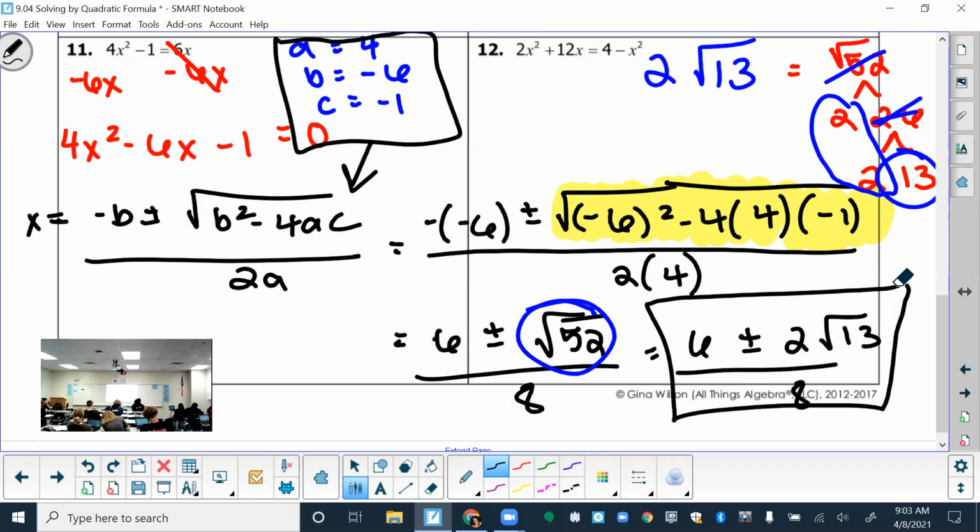Technically, this could be simplified more, but I don't want to confuse you. I don't want to make it too difficult. If you can get to this step, just simplify the radical and just put it in this format, then that is good for this level of algebra. All right, so that's all I have for you. Any questions?